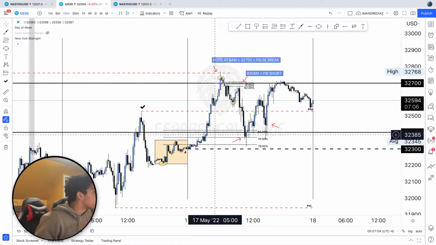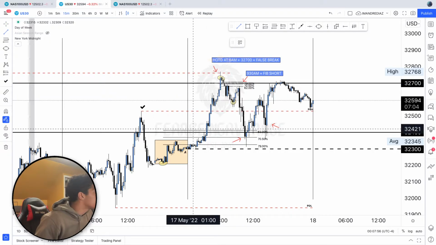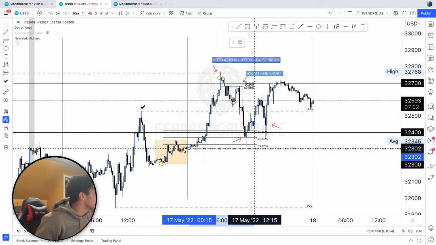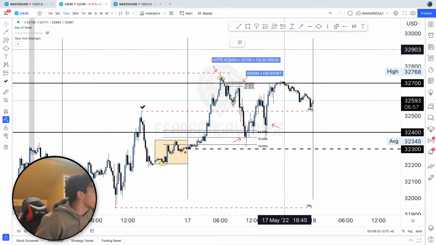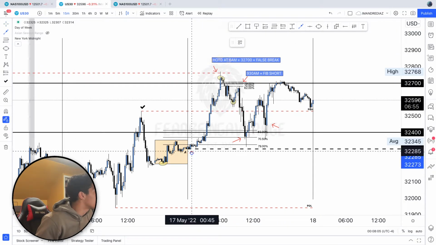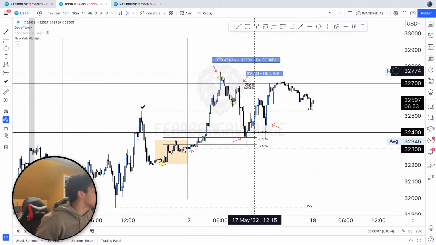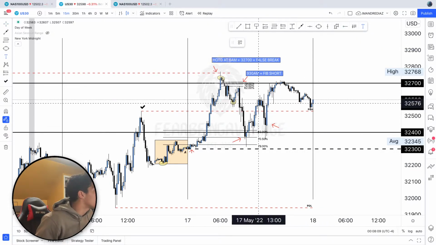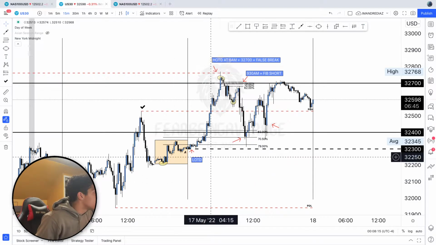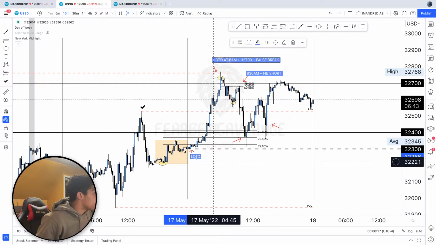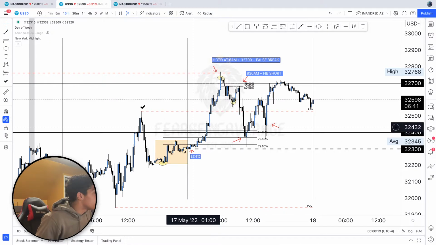Why is this area important? If you look left, did this create the low of the day? It didn't. So this is actually going to be our low of the day. Down here we have the low of the day when the market opened, early in the morning around 12 a.m. We're just going to label it low of the day. Not many confirmations for it. It's just the lowest point of the day. Nothing crazy about it.